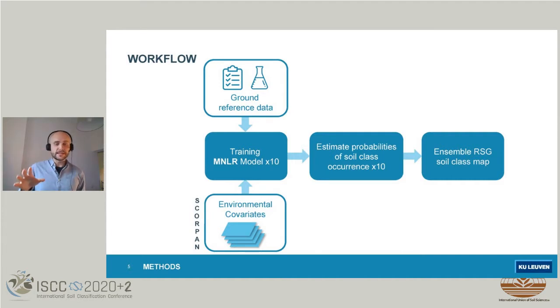What you can see here on this slide is the basic process you go through when you do a digital soil mapping exercise with, at the top, of course, crucially important, the ground reference data of the soils. So the soil classification based on field observations and laboratory data. And then another important input are the covariate data, the environmental covariates representing the soil forming factors. They are fed into the model. In our case, we made 10 different models with different sets of covariates, which were then later combined into one ensemble soil class map, which we will discuss further later.